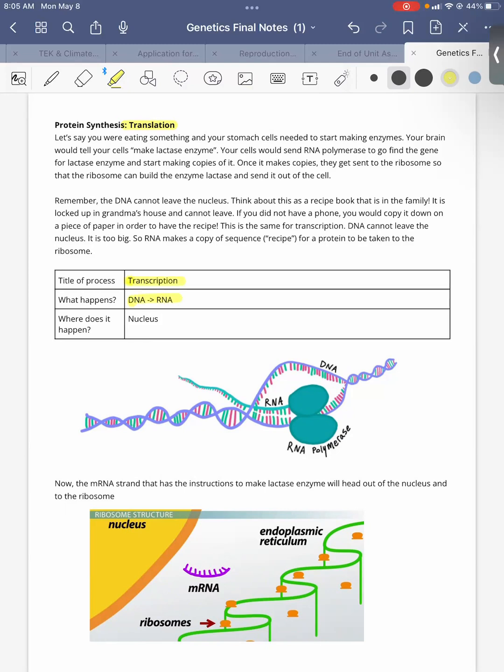Transcription is DNA to RNA. It happens in the nucleus. It's when we take DNA and copy it to RNA. So let's look at this picture. This is showing the RNA strand leaving the nucleus, right? Leaving the nucleus, and it's going to head to the ribosome next.